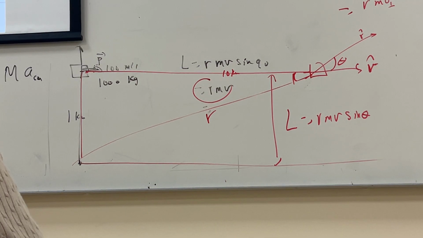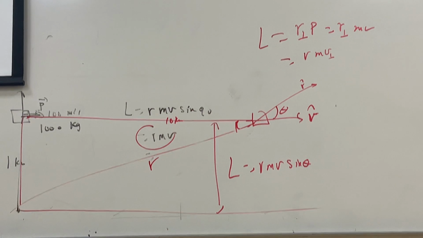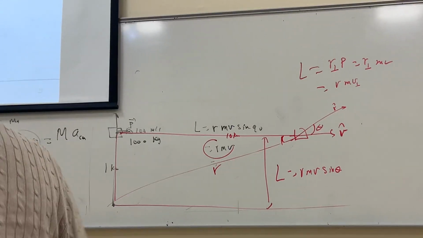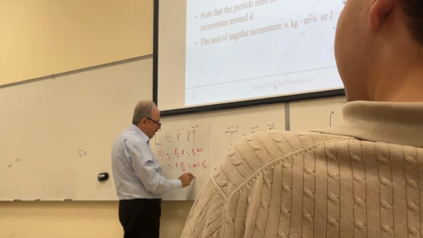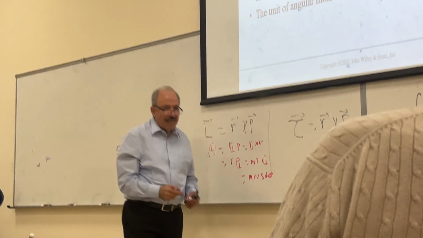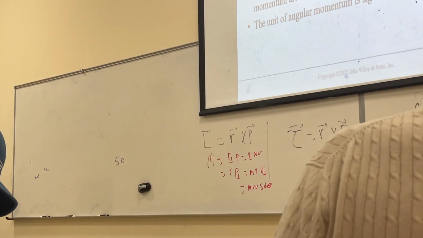It's equal to R perpendicular times P. The magnitude, I'm talking about the magnitude. It's equal to R P perpendicular, which equals m R v perpendicular, which is m R v sine theta, where theta is the angle between increasing R and increasing V.